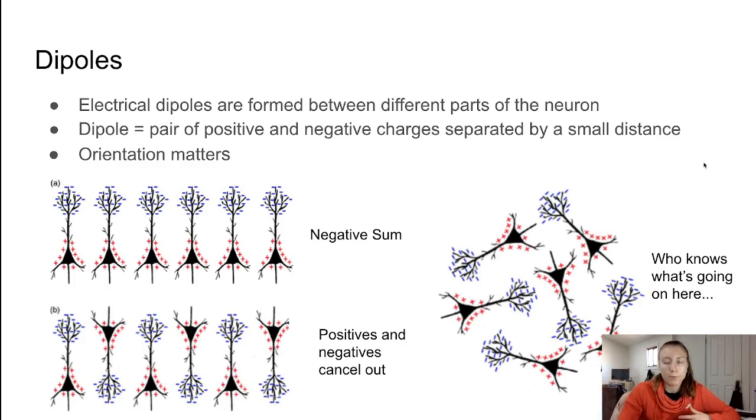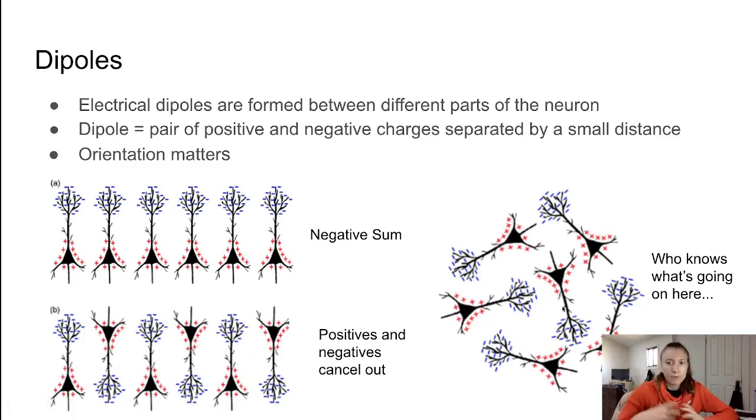So one thing to keep in mind is that orientation matters here. If we look here, we've got all of these negative ends of the dipole facing upwards. So this will have a negative sum. However, if we've got this inverse relationship here where we've got negative, positive, what we're going to get is a cancellation of the charge. So this is now a net neutral, essentially.